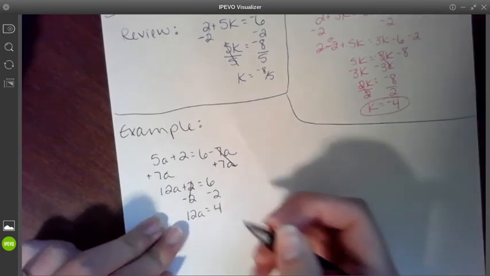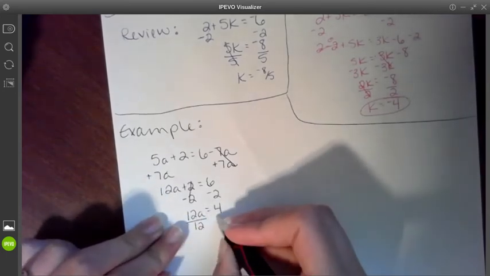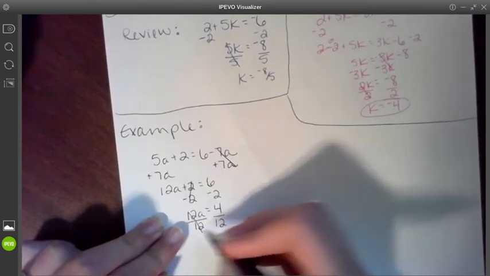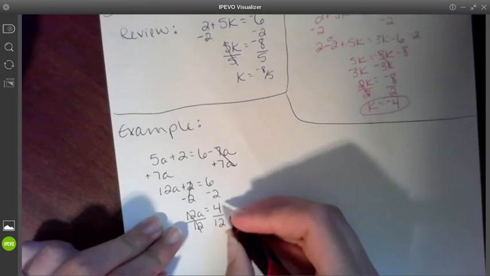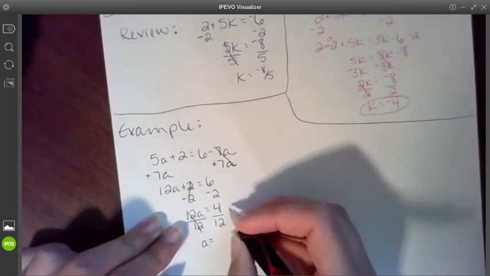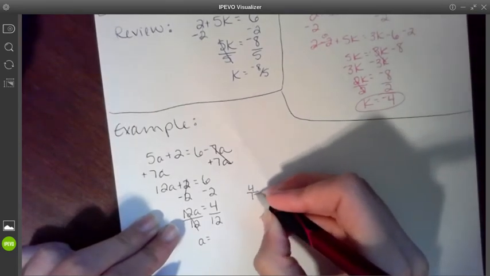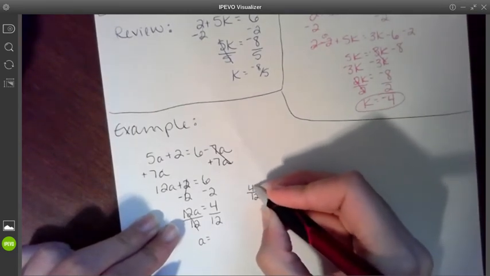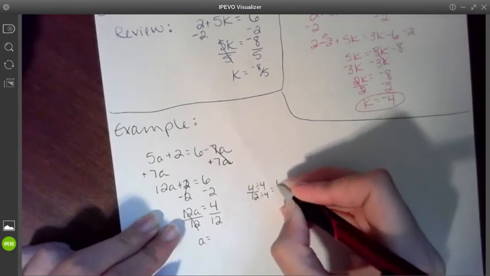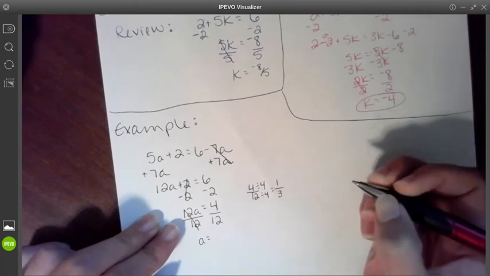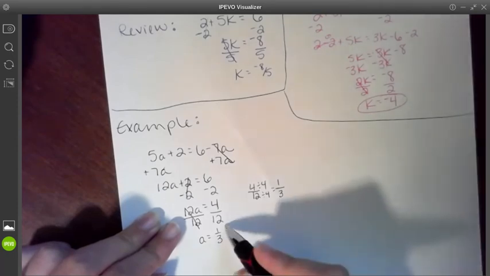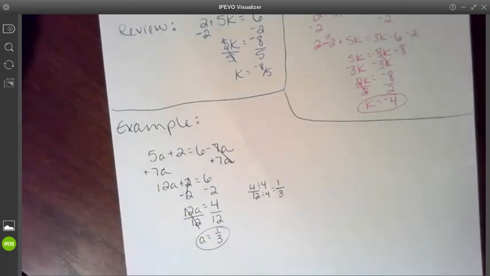And now I have to divide by 12 on both sides. 12 divided by 12, do that to cancel, and we're left with a equals 4 divided by 12. That's a fraction, but we can reduce that, right? 4 and 12 can both be divided by 4. 4 divided by 4 is 1, 12 divided by 4 is 3. So 4 over 12 can be reduced to 1/3. A equals 1/3. Let's check that one.